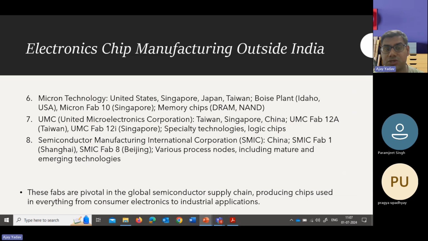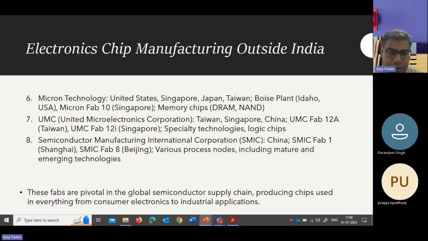At the seventh position is United Microelectronics Corporation, which has plants and offices in Taiwan, Singapore, and China. They have two plants, one in Taiwan, another in Singapore. They work on logic chips. The eighth is Semiconductor Manufacturing International Corporation, located in China, with two fabrication units, one in Shanghai, another in Beijing. They also work on mature technologies.